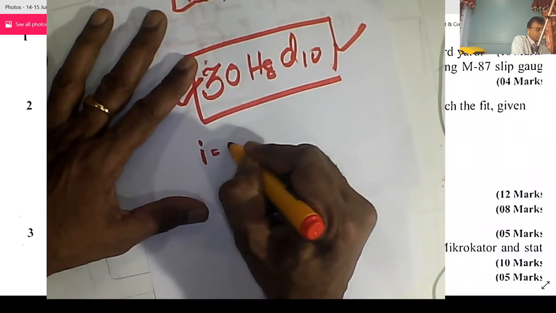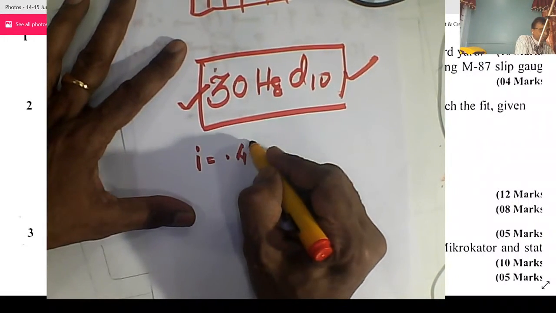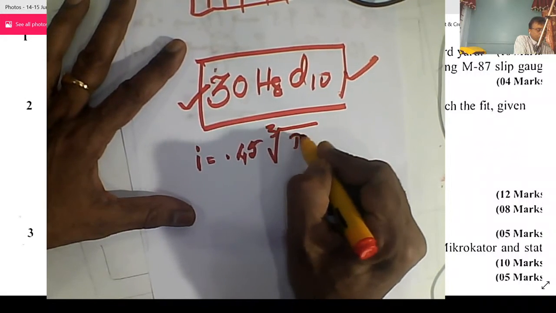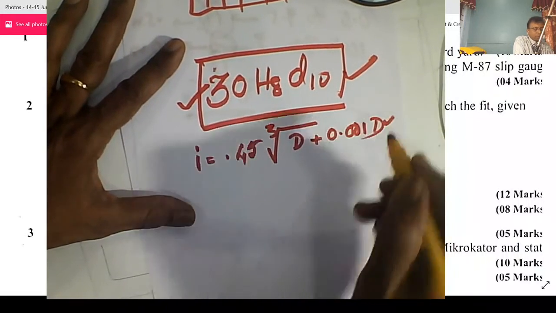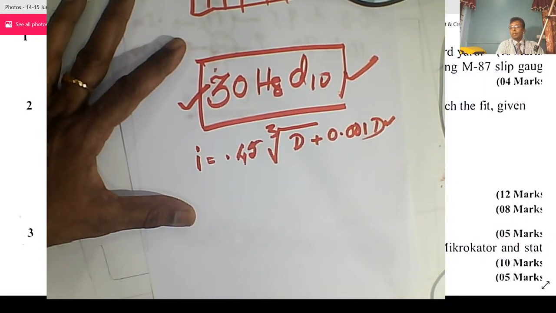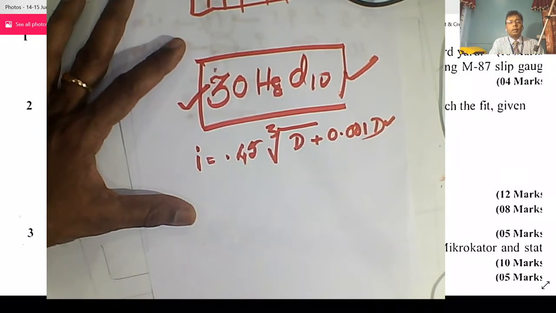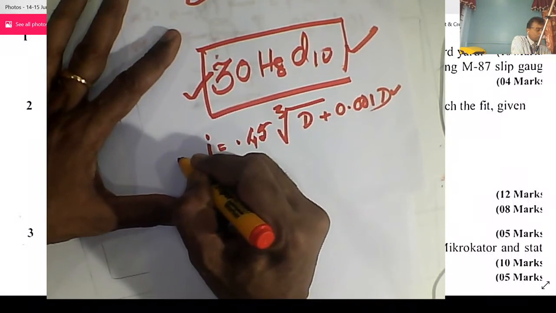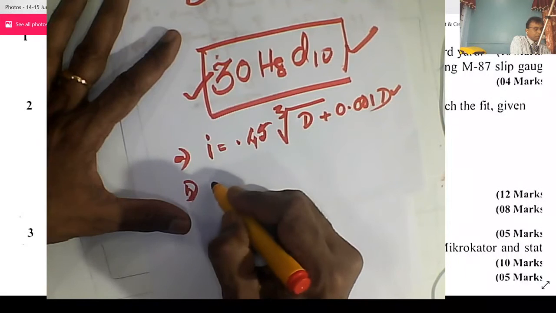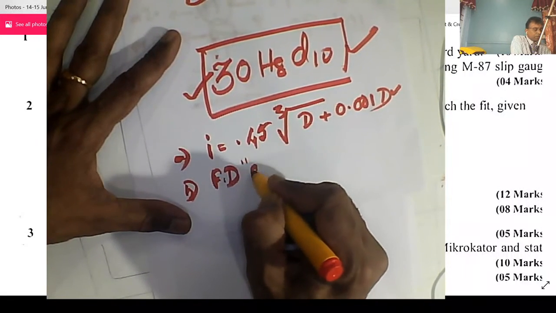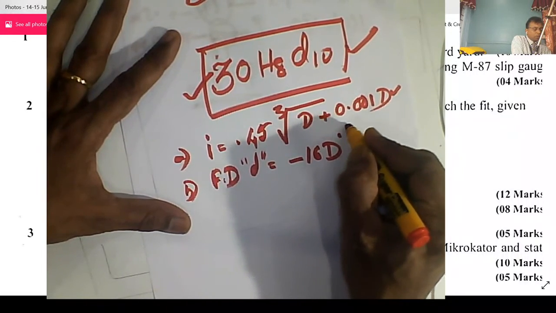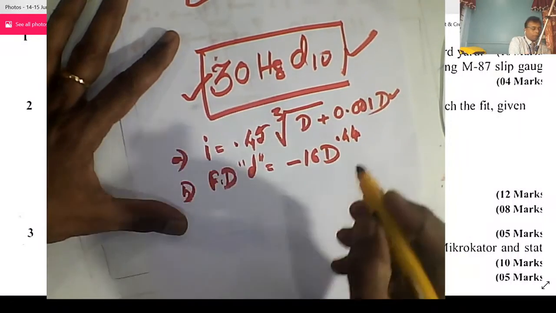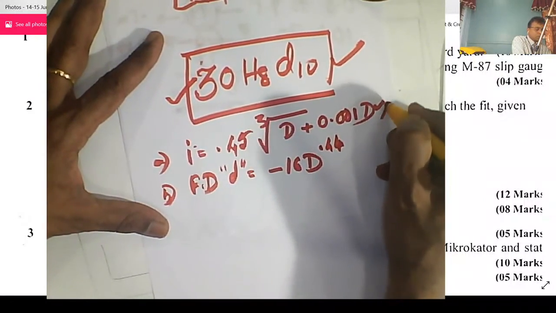I is given, 0.45 cube root of D plus 0.001 D. This is given. Next, what else is given? This is given in the question paper. You can see that. Next, the fundamental deviation for D shaft is given as minus 16 D to the power 0.44 D. And this unit is also given, microns.